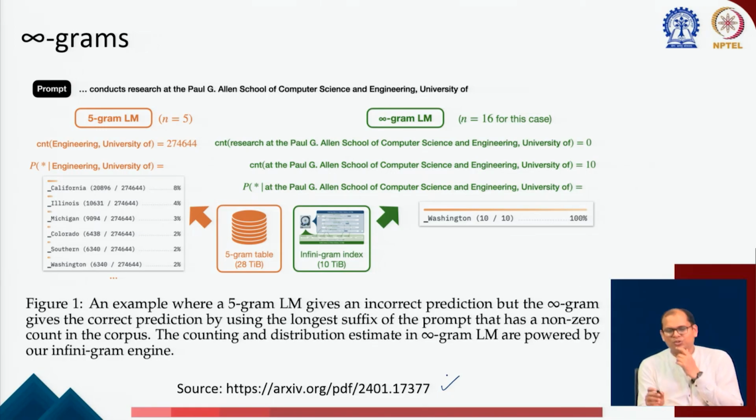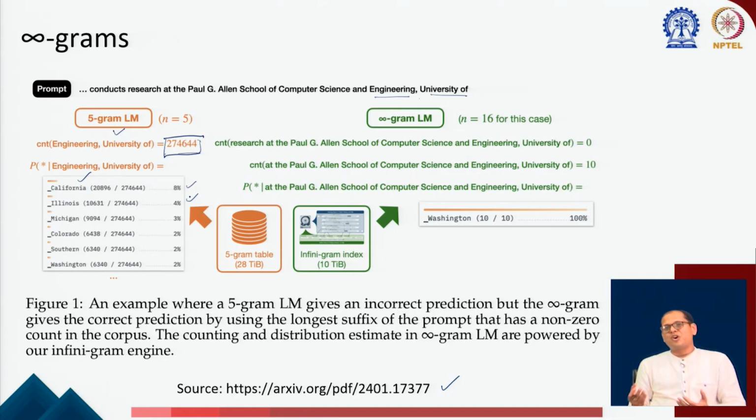So, for example, suppose you have this particular sentence, starting from there, conducts research at the Paul G. Allen School of Computer Science and Engineering, University of, and you want to predict the next word. Suppose you are using a 5-gram language model. That means it will use the previous 4 words, engineering, comma, University of, and you will predict the next word, right. In a 5-gram language model, the count of this is 274,644 times, right. And for the next word, the highest probability is given to California, 8%, Illinois 4%, and so on, right. This is what you will get.